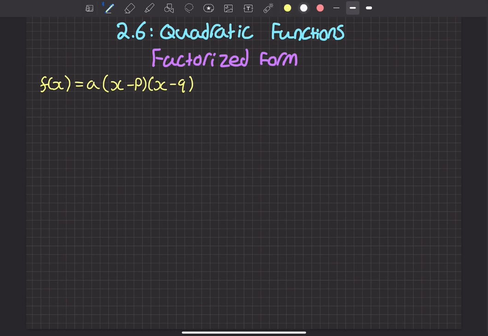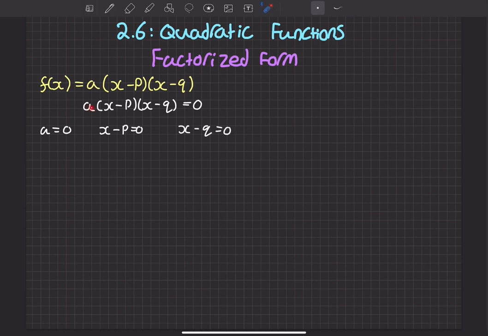Well, first of all, the main purpose of this form is to find the x-intercepts, or where y equals 0, what are the x values? So again, when y equals 0, f of x is 0. So a(x minus p)(x minus q) equals 0, right? What are the x values here? Well, you'd know that either a equals 0, x minus p equals 0, or x minus q equals 0. Because if any of these are 0, since they're all multiplied together, it'll just cancel everything out.